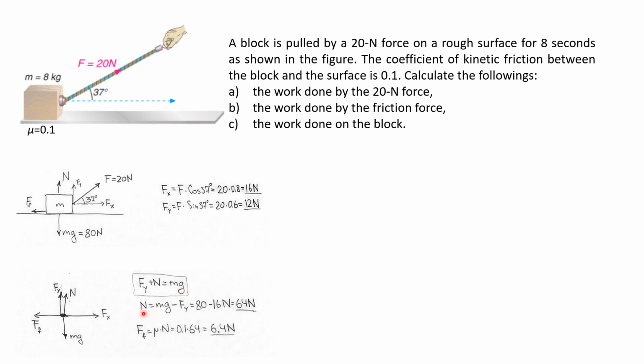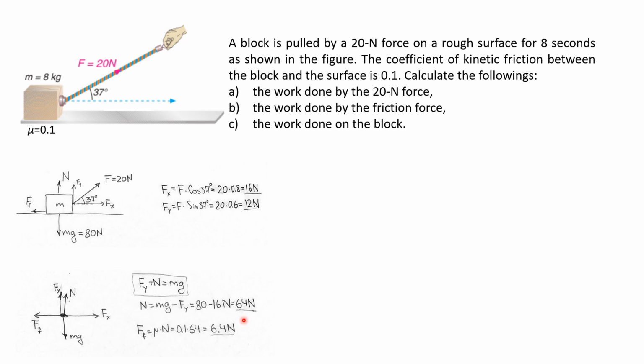From here we can write N equal to mg minus Fy, where mg is just 80 newtons because it's 8 kilograms and g is 10. 80 newtons minus 16 newtons equals 64 newtons. We can also calculate the friction force, which is coefficient of friction times normal force. We know the normal force, we are given the coefficient of friction, so our friction force comes out to be 6.4 newtons. So now we are ready to calculate the work.